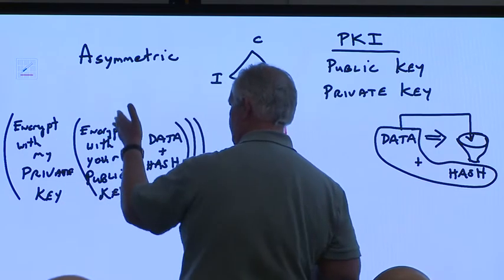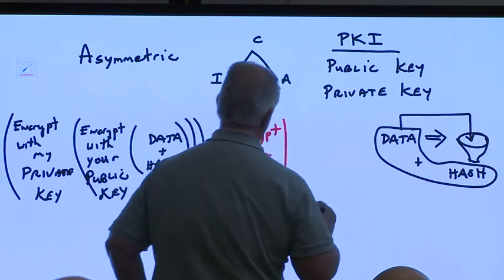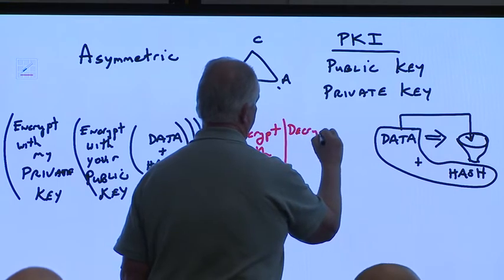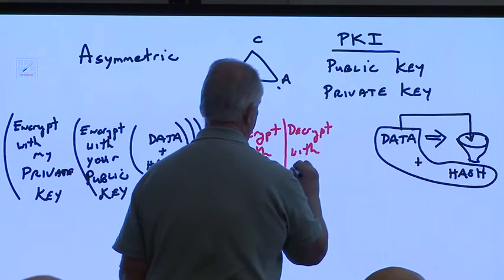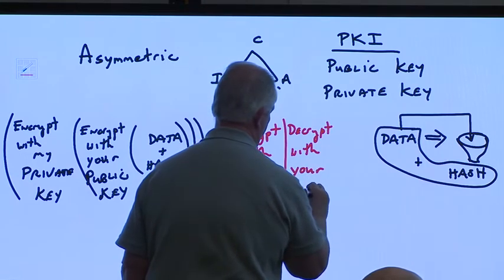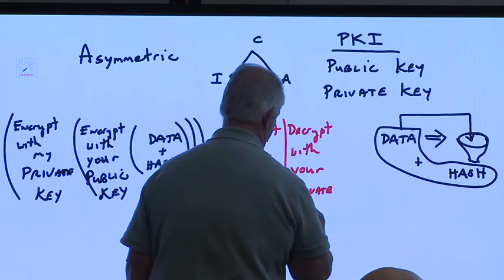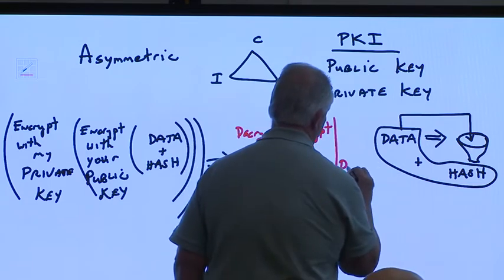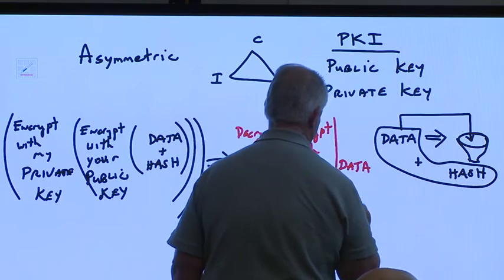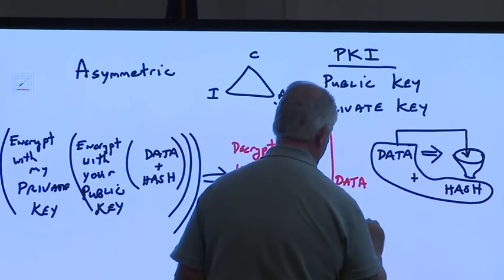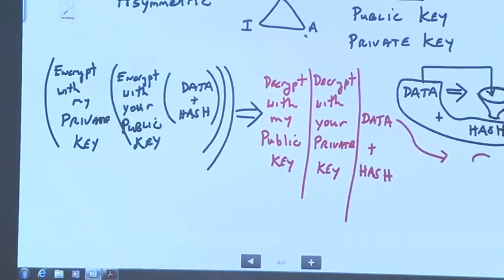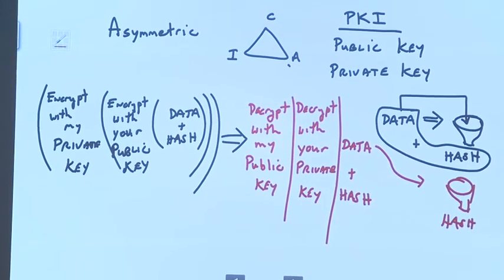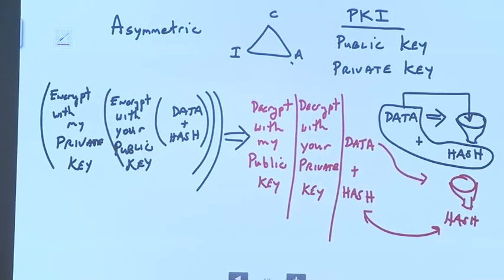So that takes care of this one. We had, for this middle one, encrypted this with your public key. The only way that we can decrypt that would be to decrypt with your private key. And now we're left with the data plus a hash. So we're now going to take the data that we have, run it through the hashing algorithm, and get the hash out of it. We compare these two hashes. If they match, we're good to go.